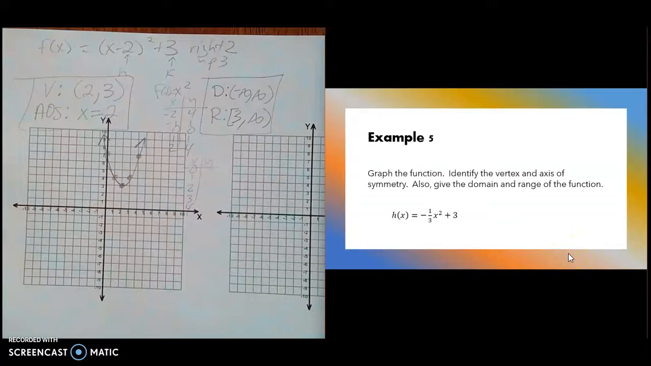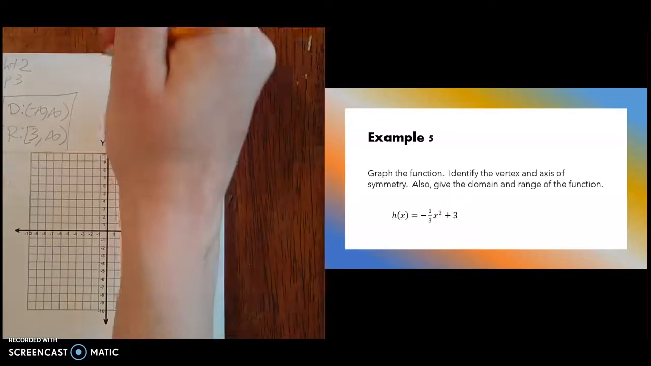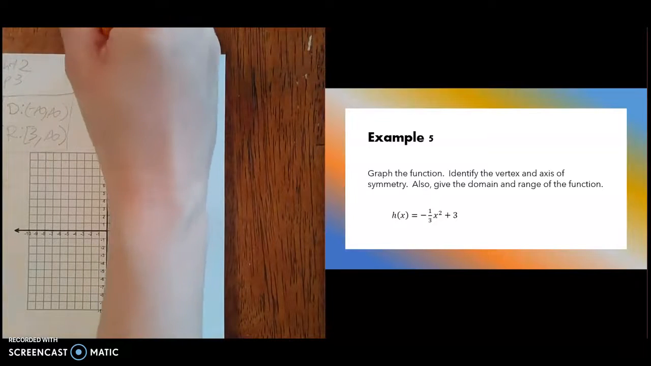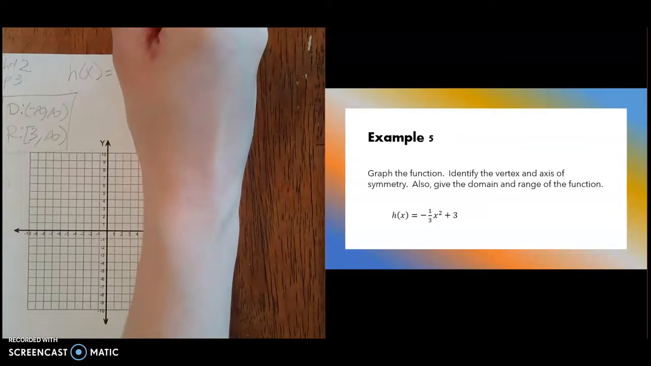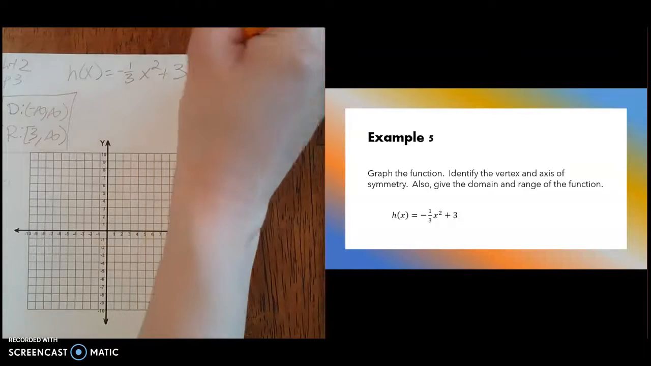All right, let's do another one. So we're going to graph another function. We'll identify our vertex. We're going to identify that axis of symmetry. And while we're at it, we'll get the domain and range of that function. Okay? So this new one, we have h of x equals negative 1/3 x squared plus 3.